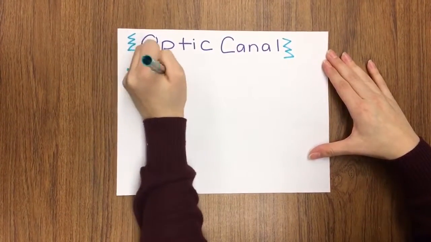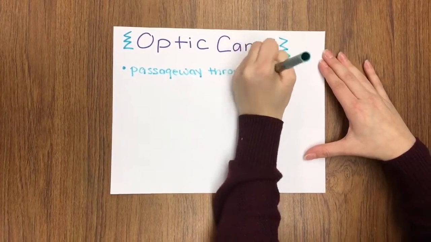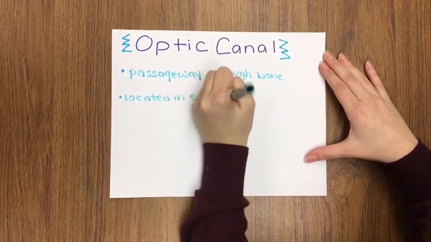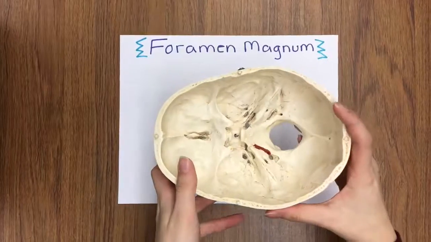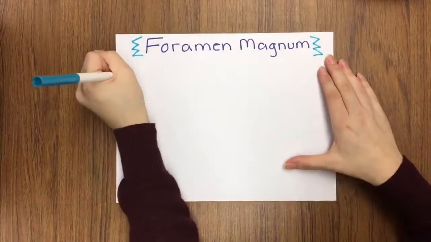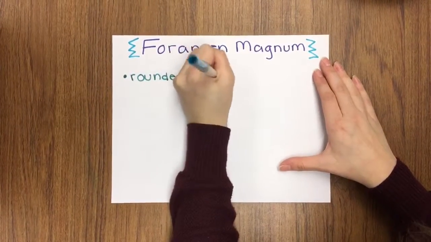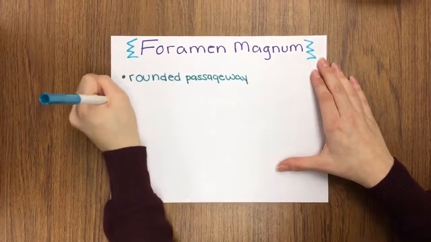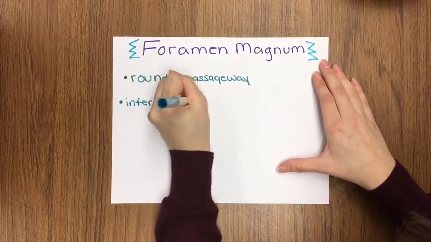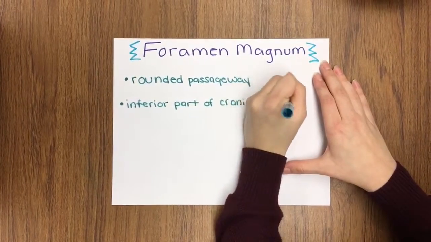For example, the optic canal is located in the eye socket of the skull, and it connects the orbit to the middle cranial fossa and allows for the optic nerve and ophthalmic artery to be transmitted. Next, we will be looking at a foramen, which is a rounded passageway through a bone. Looking at the skull, we are able to see the foramen magnum. This is a large opening in the inferior part of the cranial fossa that allows spinal nerves, as well as spinal and vertebral arteries, to pass through the skull. It also allows the spinal cord and brainstem to continually go through the body by passing through this opening.